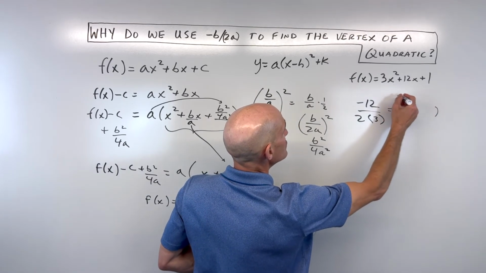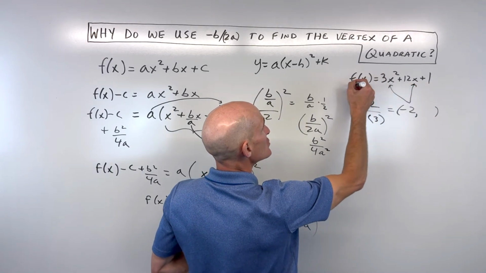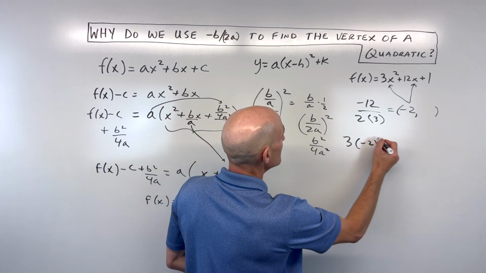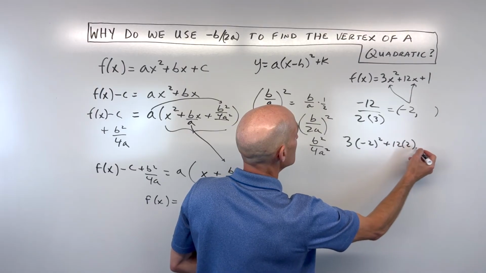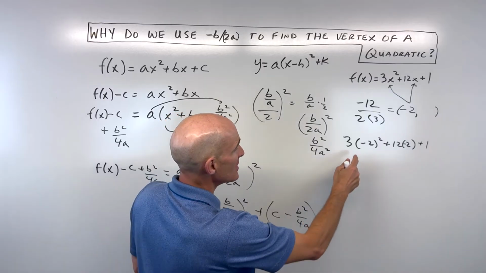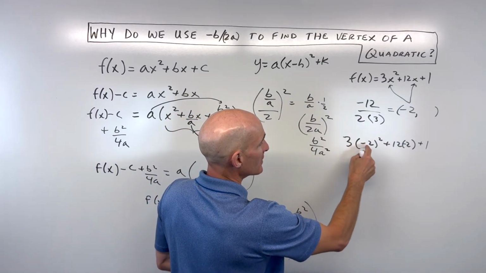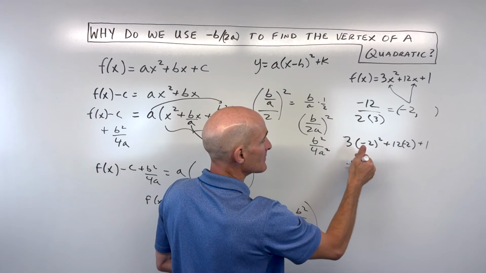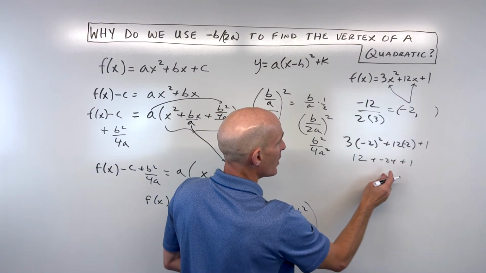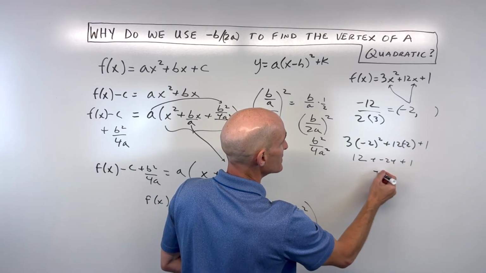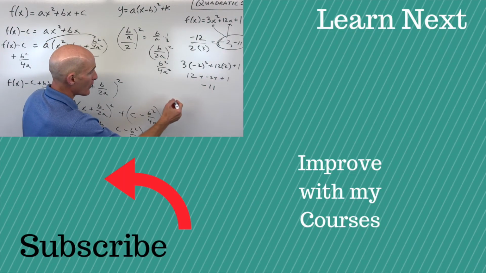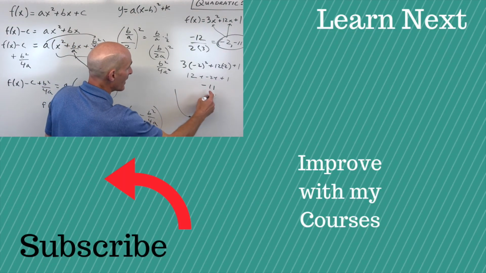Now if we take the negative 2 and put it back in for both of these x's, we can solve for the y-coordinate. So we've got 3 times negative 2 squared plus 12 times negative 2 plus 1. Make sure you do the order of operations: parentheses, exponents, then multiplication. So negative 2 squared is 4, times 3 is 12, plus negative 24, plus 1. So this is negative 12 plus 1, which is negative 11. And there's the vertex of our parabola. That's the point right here where the parabola bends.